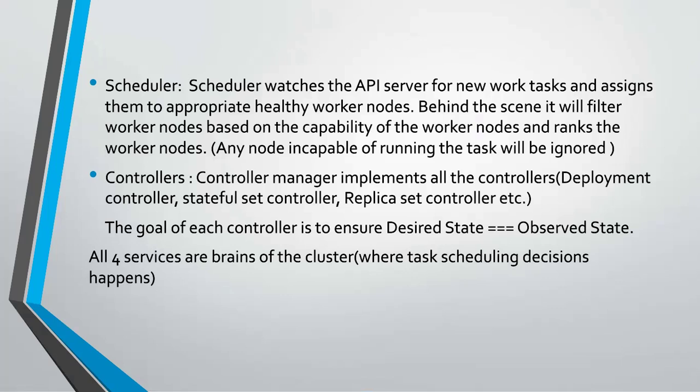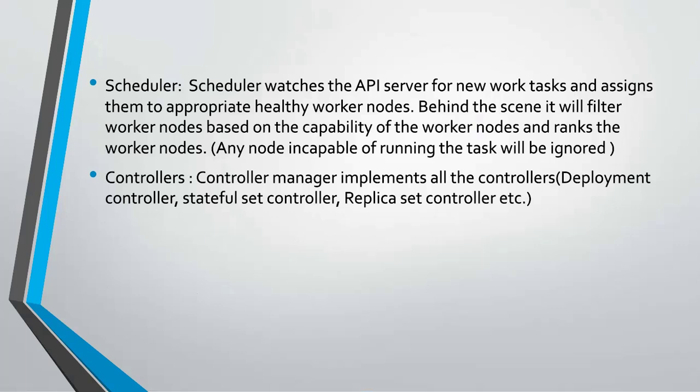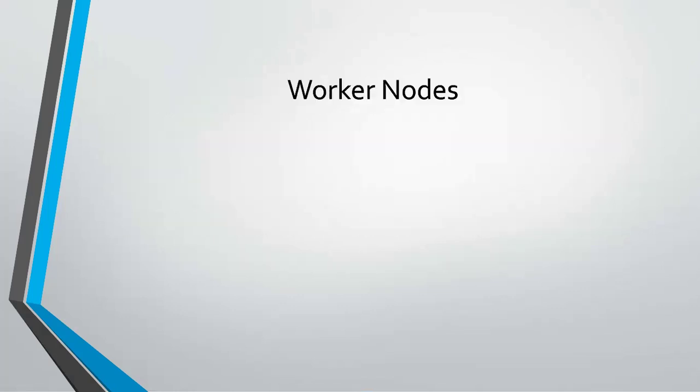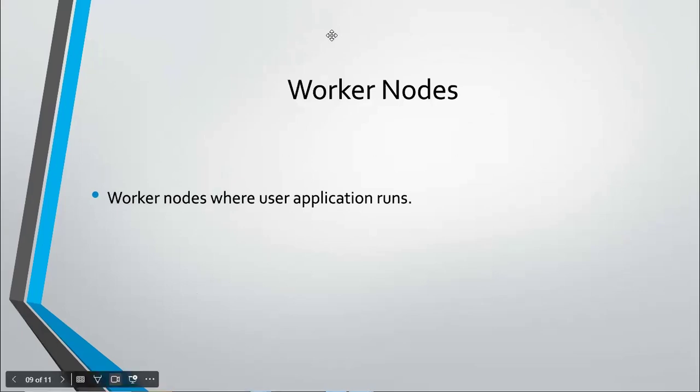So all 4 services are the brains of the cluster where task scheduling decisions happen. All 4 that we discussed, the API server, cluster store, scheduler and controllers, are the brains of the cluster where task scheduling decisions will happen. This is a brain; I have given the example of a human brain. Next, what we have are the worker nodes. The best example of the worker node is the human body parts, right?